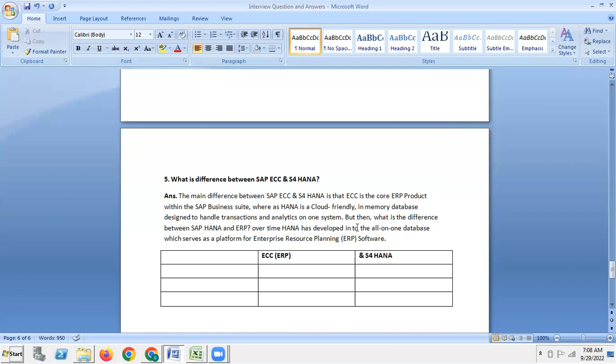Okay, here you understand. But then what is the difference between SAP HANA and ERP? Over time, HANA has developed into an all-in-one database which serves as a platform for enterprise resource planning. So the difference between SAP S4 HANA and SAP HANA is a little bit different. Okay, next we'll cover all this database.